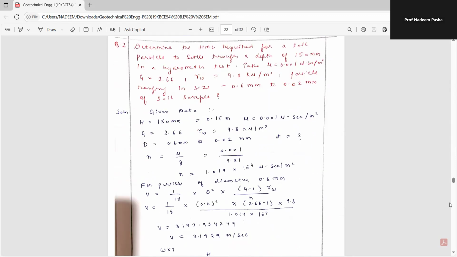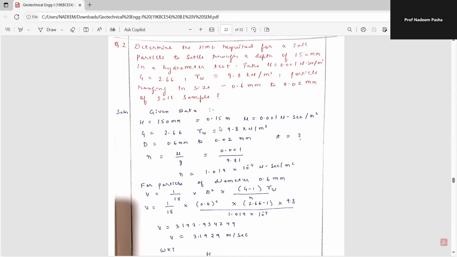So, one problem we will solve on Stokes law. Determine the time required for a soil particle to settle through a depth of 150 mm in a hydrometer test. Take mu is equal to 0.001 Newton second per meter square, G equal to 2.66, gamma W is equal to 9.8 kilonewton per meter cube, particle size ranging from 0.6 mm to 0.02 mm of soil sample. So what are the things given to you? Capital H is given to us as 150 mm.